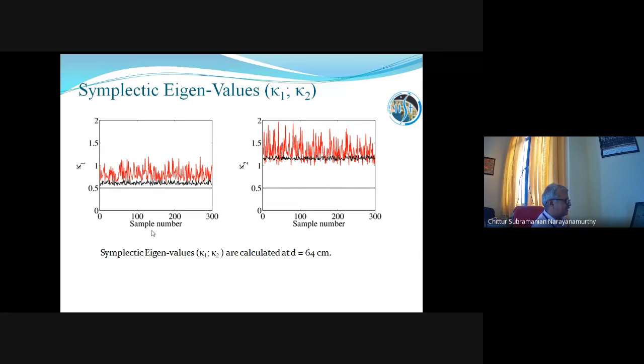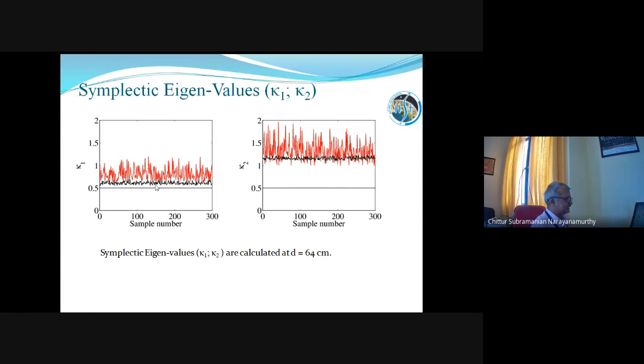You can see at how many samples we have measured. The kappa 1, kappa 2. This is without turbulence, black line, and the red line is with turbulence. You can see the shift in the position. Kappa 1 and kappa 2 are not different in the two directions. You can see the beam spread along one direction is between 0.5 and 1, and the second one is between 1 and 1.5 or 1 and 2.